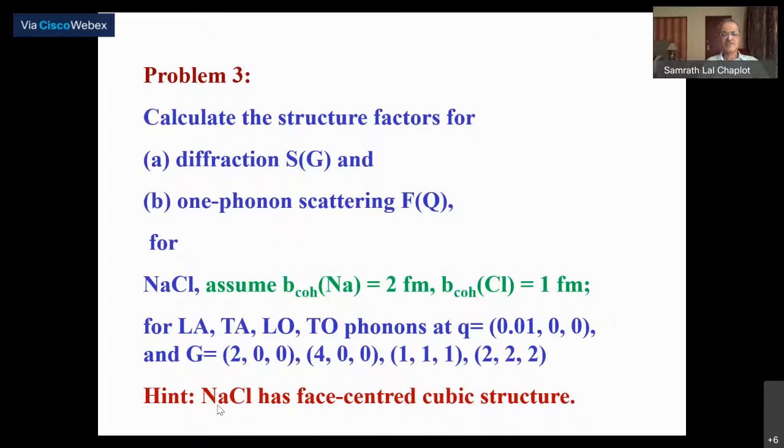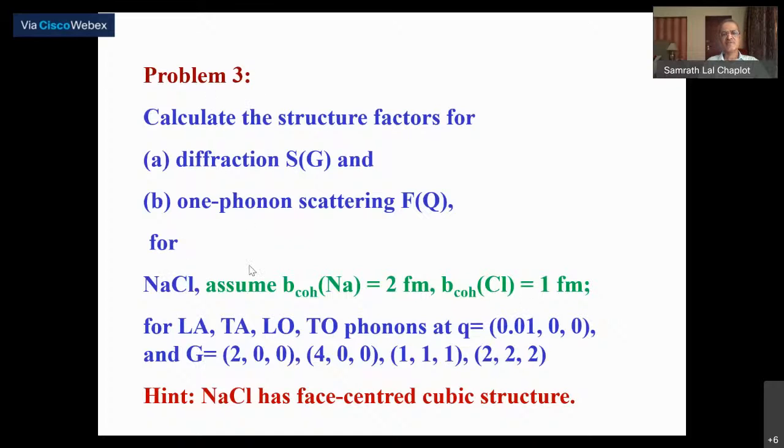Sodium is at, say, origin 000, chlorine is at half of the face-centered cubic structure, and so there are 2 atoms, and you will need to assume what is the coherent scattering length. You don't have to take the exact numbers, just roughly assume that b for sodium is 2. These are not correct numbers, okay? This is only for the assignment. So please don't use these numbers for any other purpose. The main idea of giving this number is that these two numbers are actually different. If they were the same, then the structure would appear quite different to neutrons.